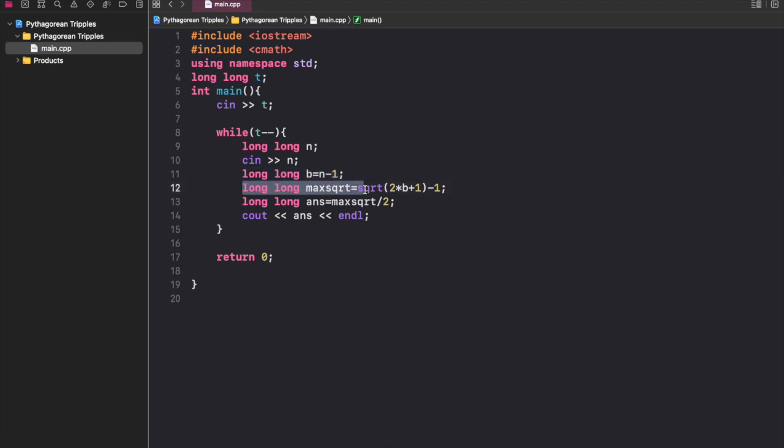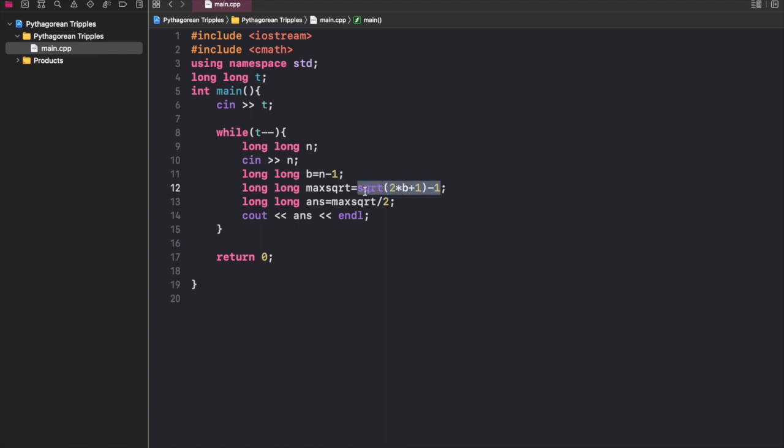Now let's find the maximum value of a. The maximum value of a is the square root of 2b plus 1, where b is maximal, therefore, since a depends on b, a will be maximal. Now from here, all the numbers from 1 to this square root of 2b plus 1 will work for a. But the thing is, we have to subtract 1, because we cannot include the number a equal to 1, because that will result in b being equal to 0.